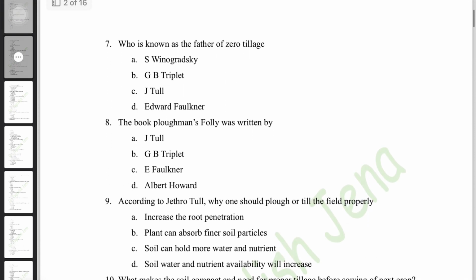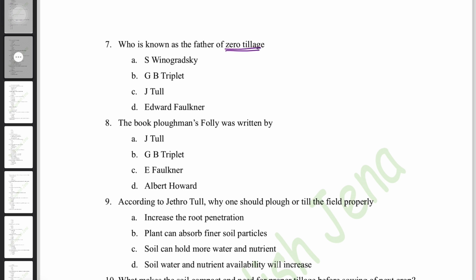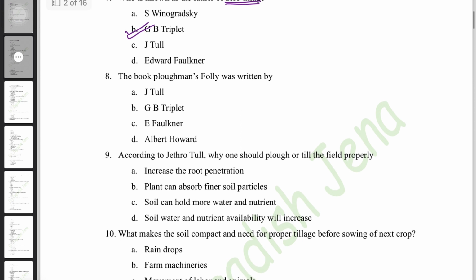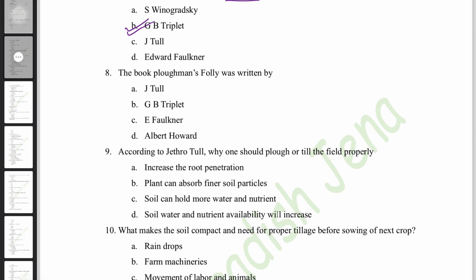Next question, who is known as the father of zero tillage? Remember G. B. Triplett. G. B. Triplett is considered as the father of zero tillage. Next question, the book Plowman's Folly was written by E. Faulkner. The book Plowman's Folly is written by E. Faulkner.